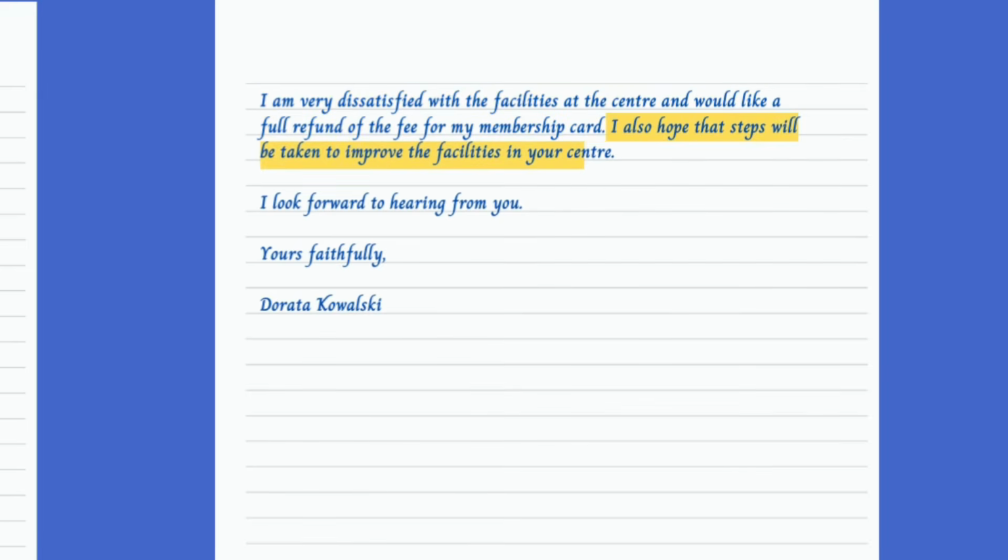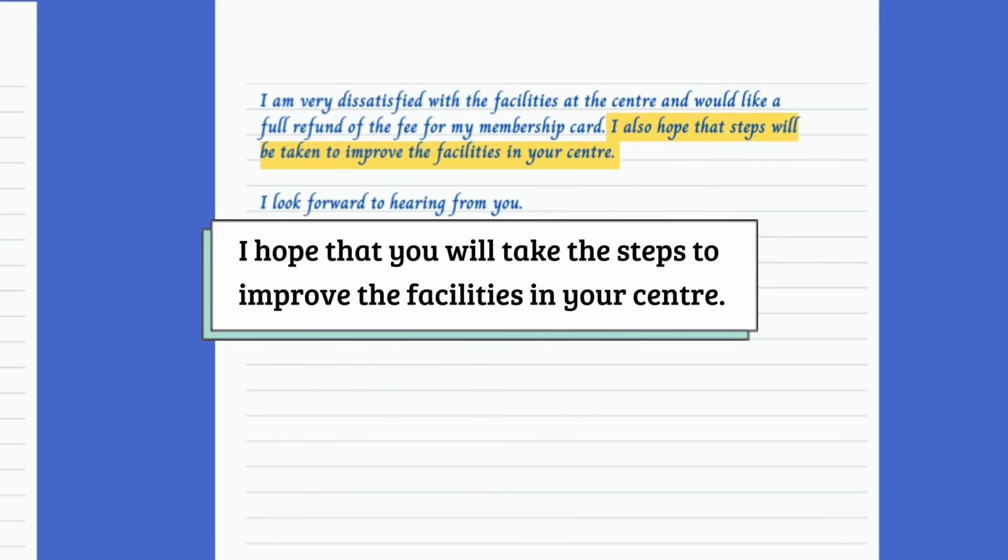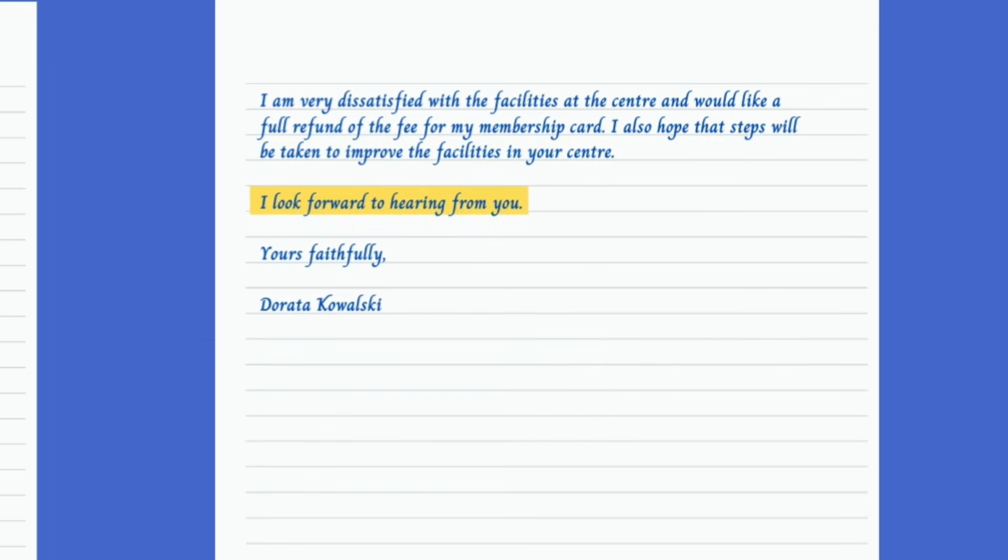I also hope that steps will be taken to improve the facilities in your center. This is passive. You can also make it active. You can say, I hope that you will take the steps to improve the facilities in your center. In closing, you can say, I look forward to hearing from you. And you can use these exact same words when you are closing your formal letters. You can just memorize this and use this exact same sentence.